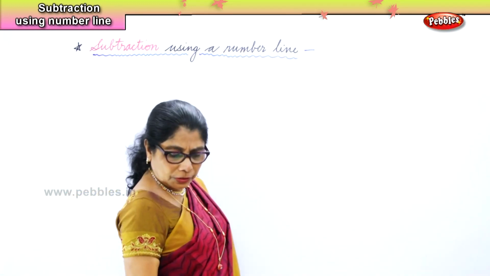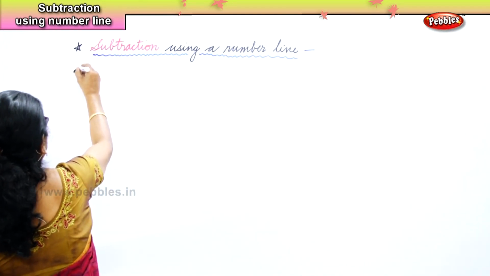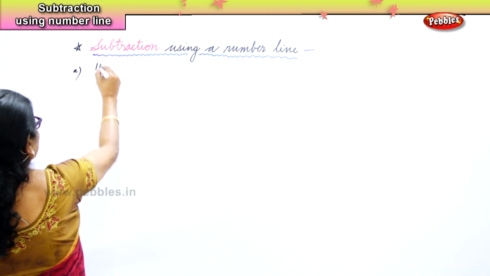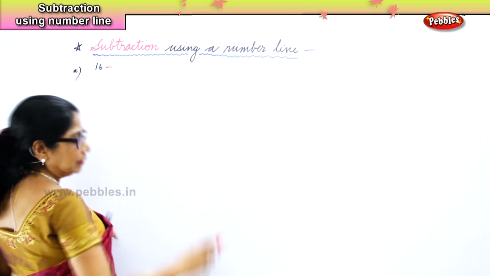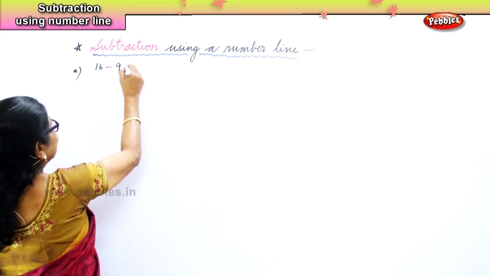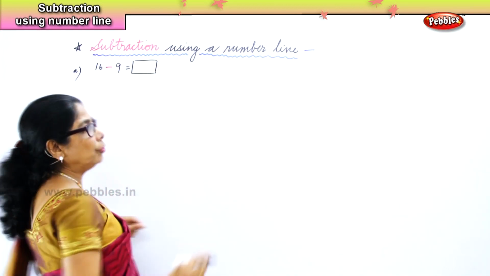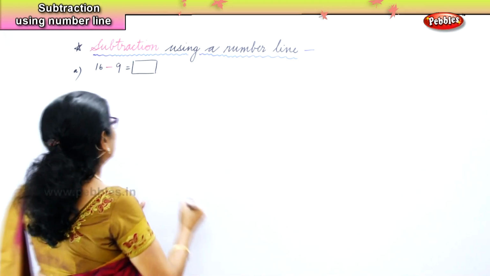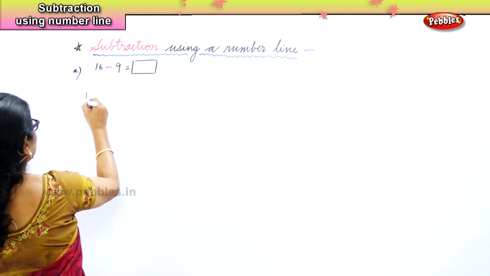Okay, now first of all I'm going to draw the number line, and your sum is 16 minus 9. 16 take away 9. This is your sum. 16 minus 9 is how much? And we are going to do it on the number line. Alright? Now we begin always with 0.